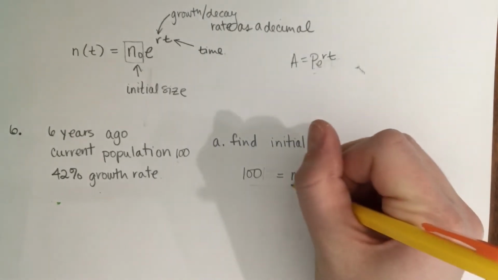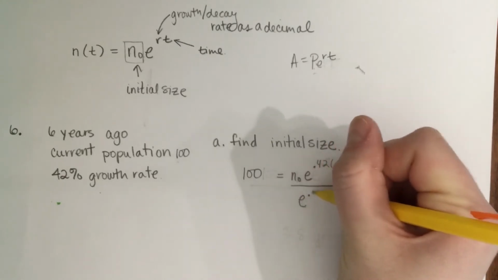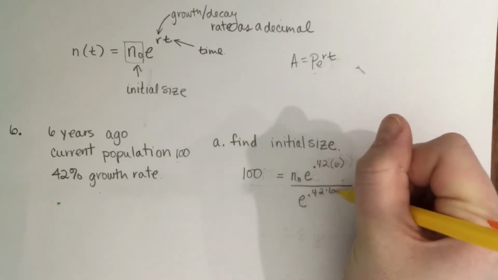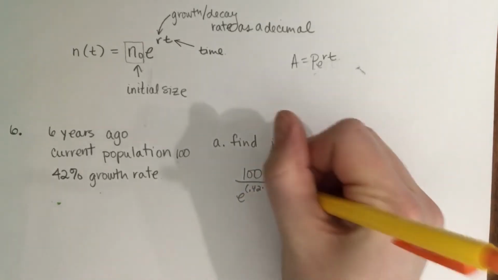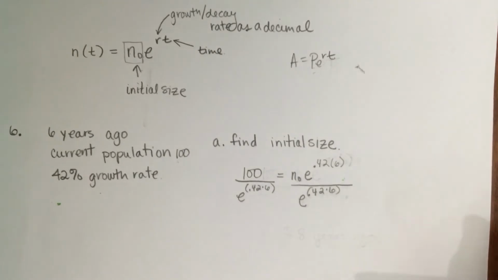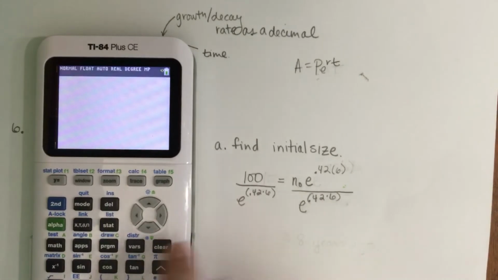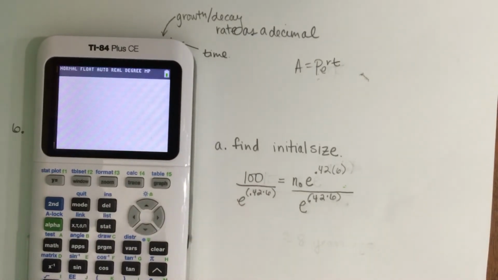So when we go to solve for this, we know that we can just divide by e to the 0.42 times 6. Now, in our calculators, when we do this, the first thing you're probably going to want to do is plug in the e to the 0.42 times 6. Then you can do your 100 divided by that quantity.